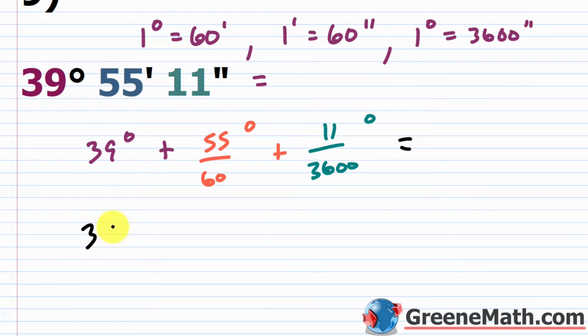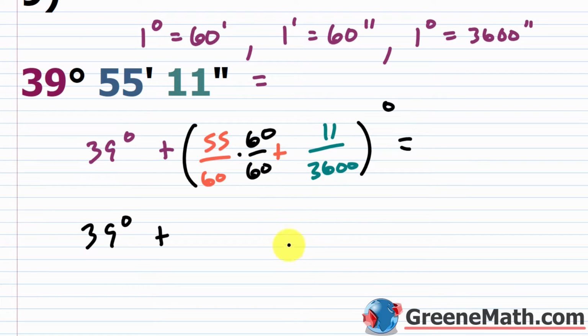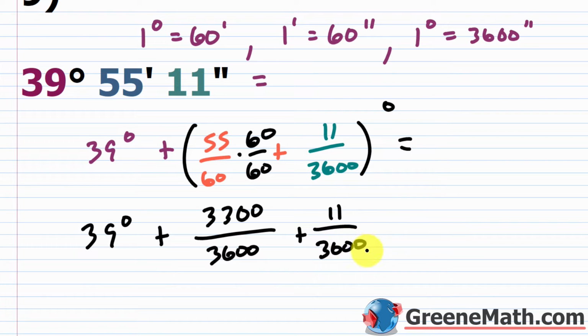So I'm going to say that this is 39 degrees, and then plus, I'm going to get a common denominator here. Let me actually get rid of this for right now. I'm just going to wrap this and put the degree symbol out here. So I'm going to multiply this by 60 over 60. And so that will give me 55 times 60, which is 3,300. And then this is over 3,600 plus 11 over 3,600. So you see you have a common denominator. So 3,300 plus 11 is going to be 3,311. And this is over the common denominator of 3,600. And then you could put your degree symbol out here.